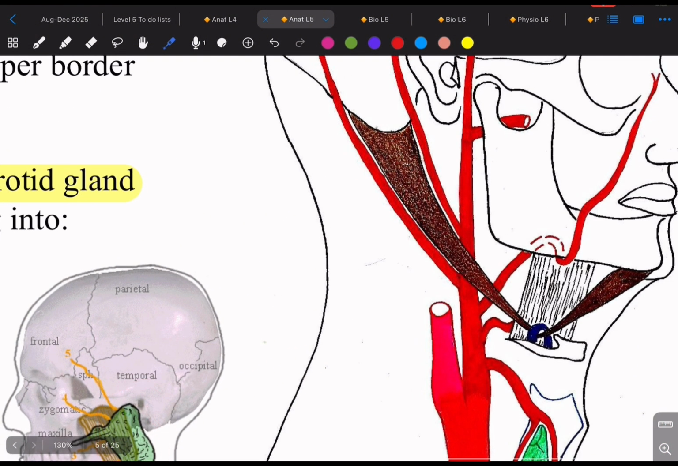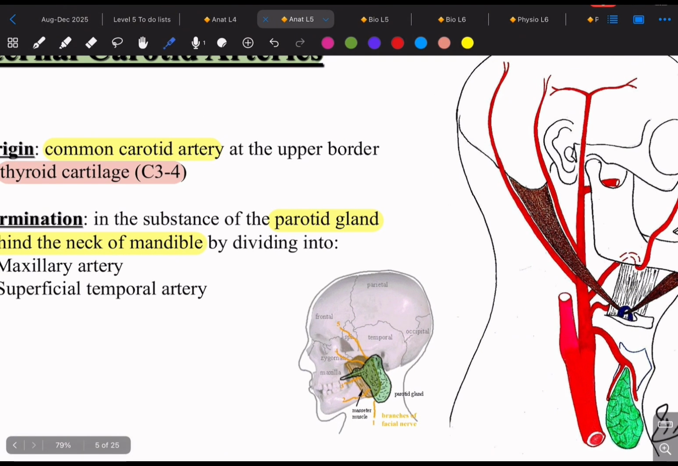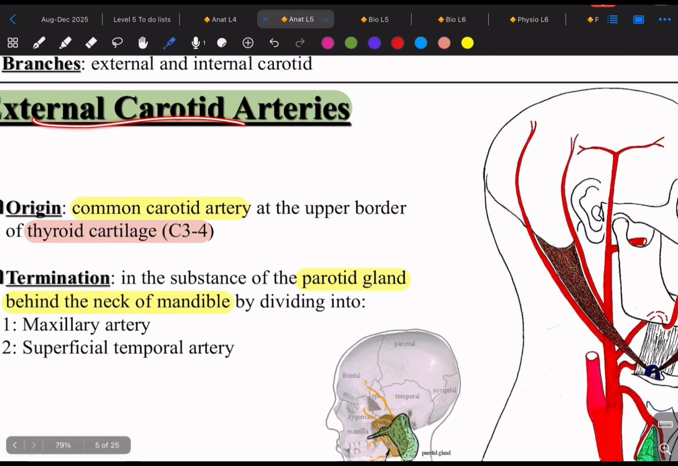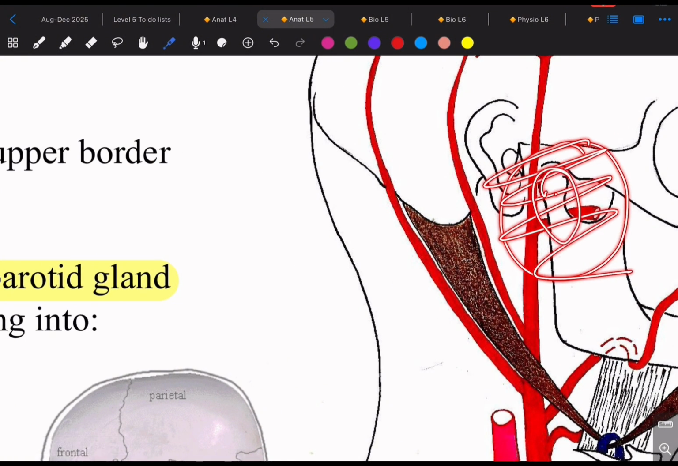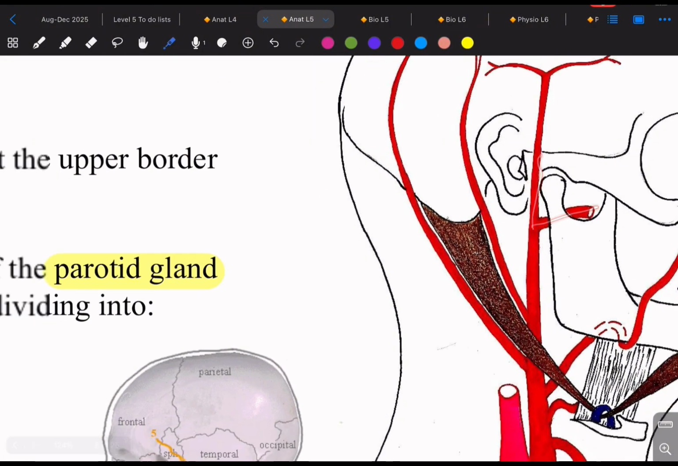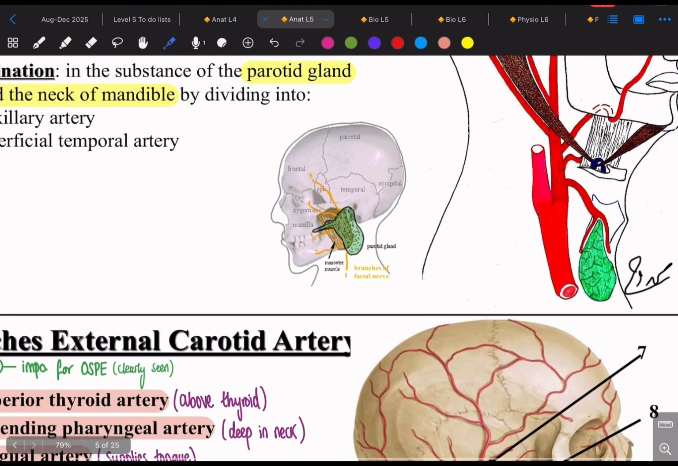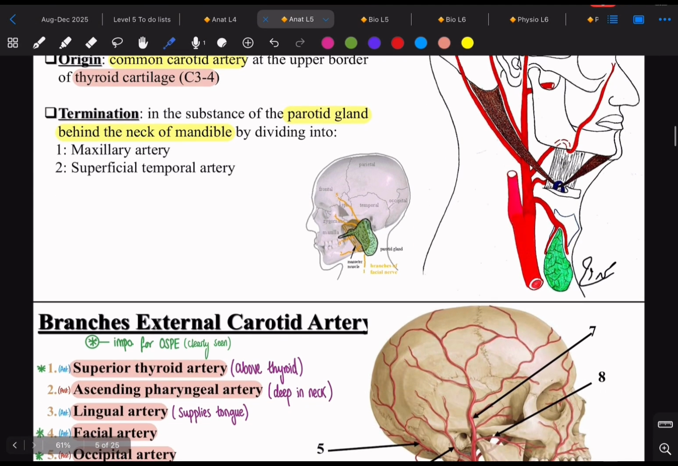Right behind it, what can we see? We can see the neck of the mandible. Okay, so the neck of the mandible, behind it is where the termination of the external carotid artery occurs. So here we can imagine there's the parotid gland, behind it we have the neck of the mandible, right, behind that is the termination of the external carotid artery. We can see it here. When it terminates, it gives us two branches. Okay, these two branches, we're gonna see them right now when we talk about the branches of the external carotid artery. So I'm gonna mention them here to avoid confusion.